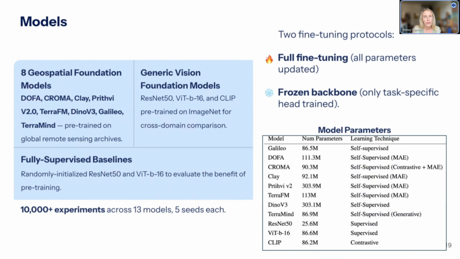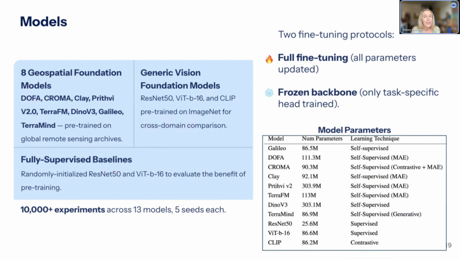Then we also include generic vision foundation models. So this is ResNet 50, ViT, and CLIP that's pre-trained on ImageNet for this cross-domain comparison that we're interested in. Then we also include these fully supervised baselines. So these are randomly initialized ResNet 50 and ViT to then evaluate the benefit of pre-training.